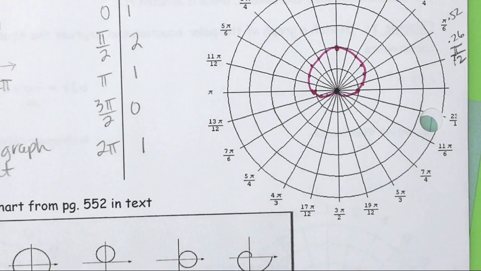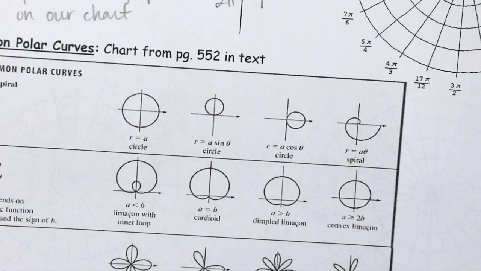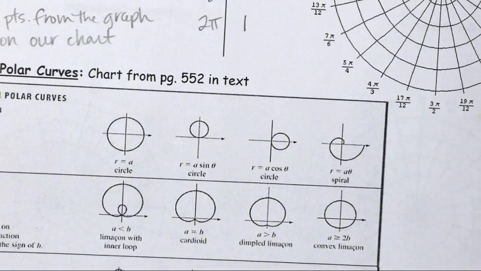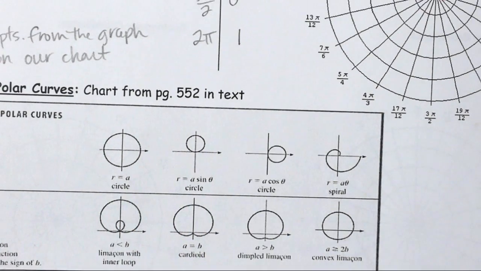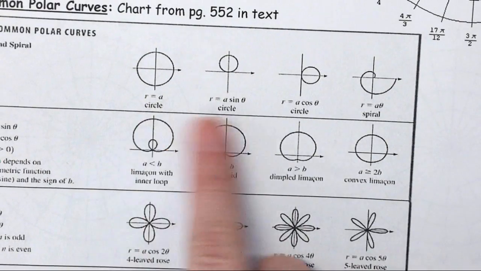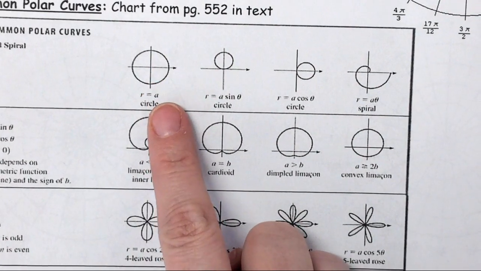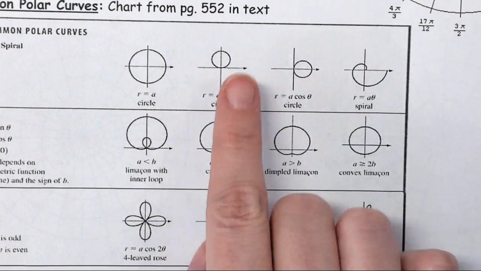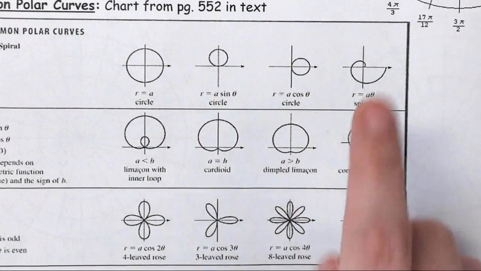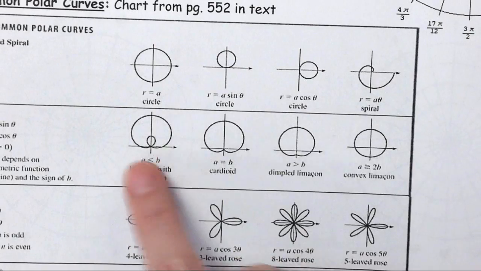Okay, so for common polar curves, this is a chart that I took from page 552 in the text. And we've already actually talked about some of these, like the r equals a is going to be the circle. That's what we did yesterday. And these are circles as well. They're just different parts of them here. But here's one that's going to be like a spiral. We're going to graph some of these today.